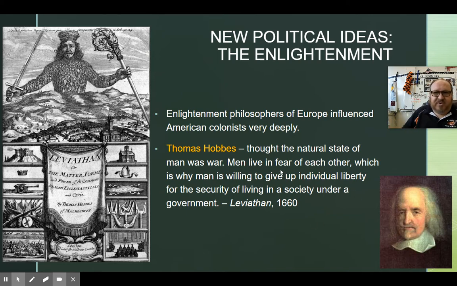Okay, so this is the idea of the state of nature, right? Thomas Hobbes, state of nature, that men were constantly at war, that it was nasty, brutish, and horrible.